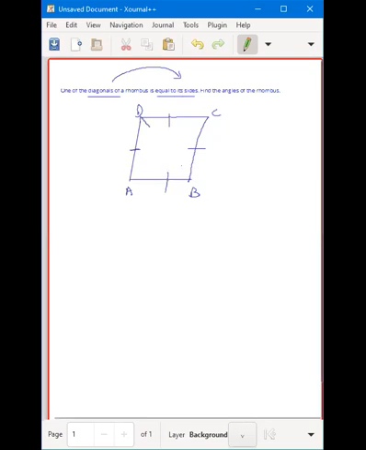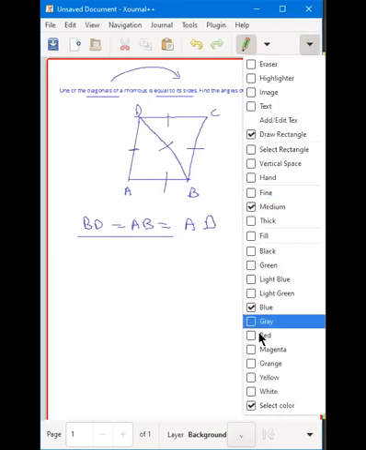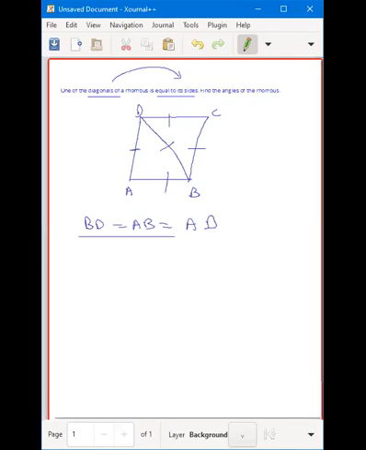So now we are given that one of the diagonals, let's take BD as the diagonal, is also equal to its sides. So we are given that BD is equal to AB. Is this clear? Yes. But we also know AB is also equal to AD, right? Yes, sir. Now, when I see this triangle with all three sides equal, what kind of a triangle does this work out to be?